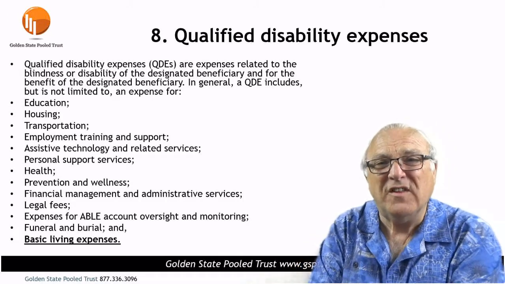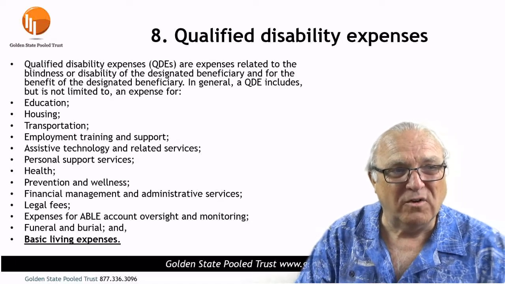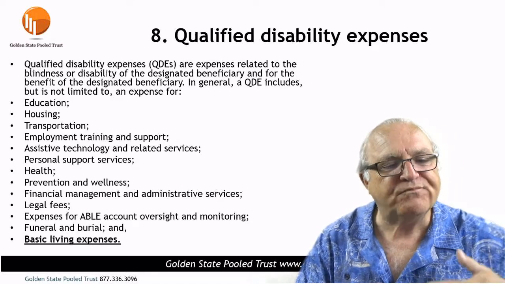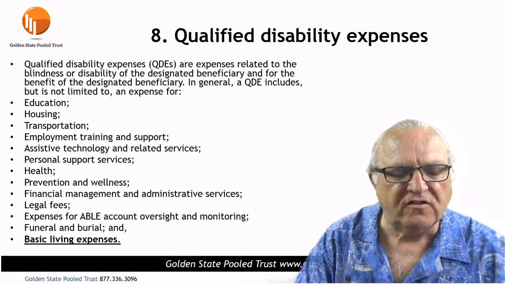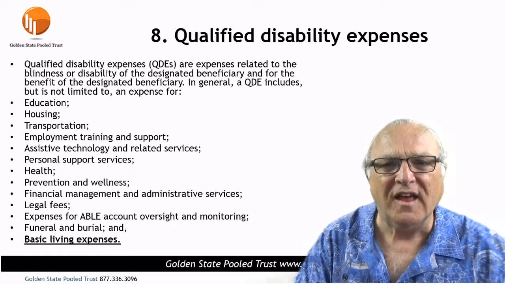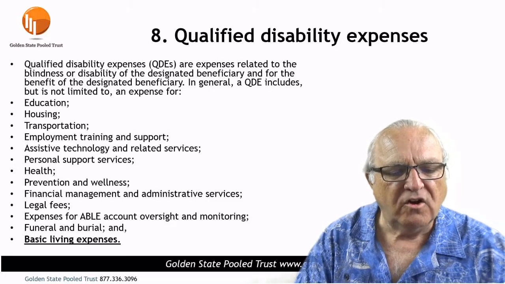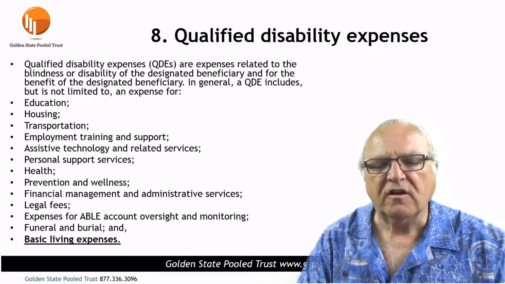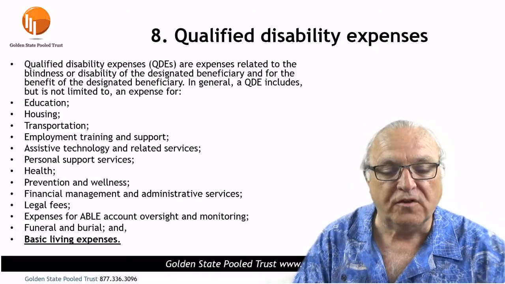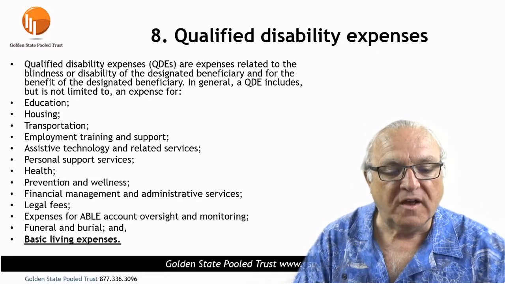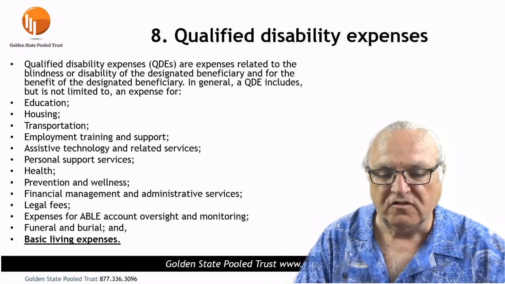Now, this is something that has changed quite a bit, okay? And I won't actually go through every single thing that's a qualified disability expense, because the POMS added one last thing here, which is that it could pay for all those things listed, including housing, which we're going to specifically focus on, but it also added basic living expenses, okay?